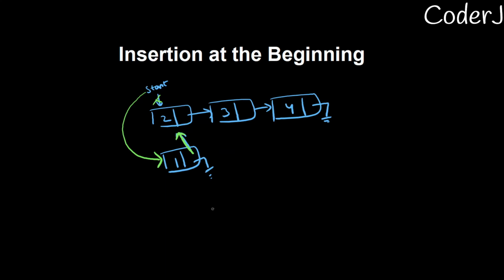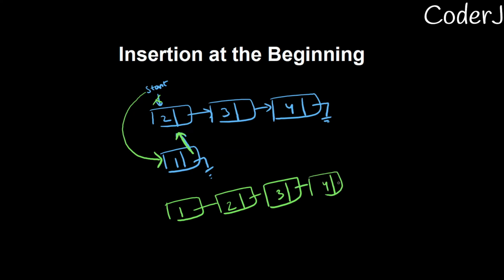Now what we have here is 1 that is pointing to 2. Remember, we have changed the address, and the rest of the nodes remain unaffected, right? They didn't even know what happened as of now. So this is basically how you create the logic of insertion at the beginning, right?